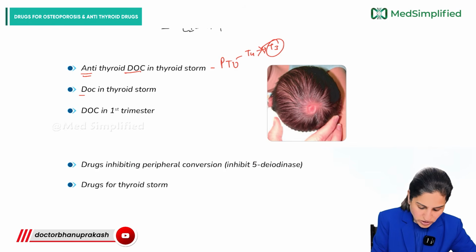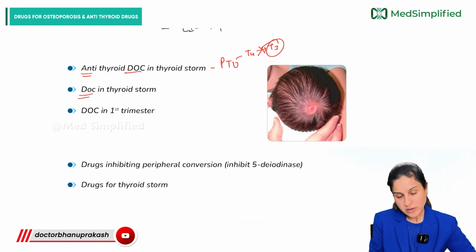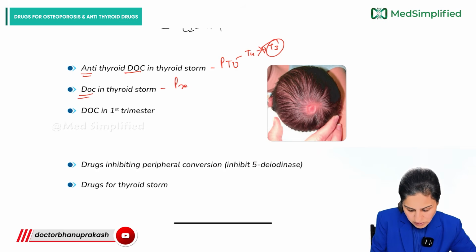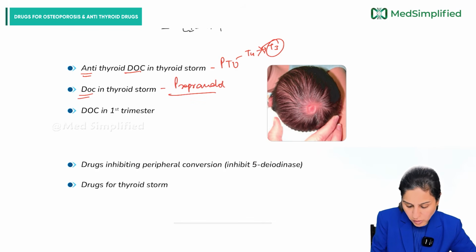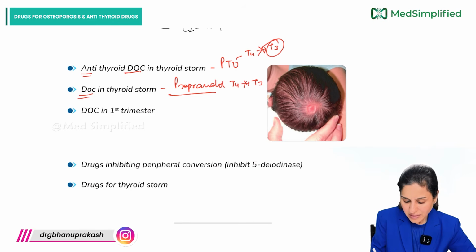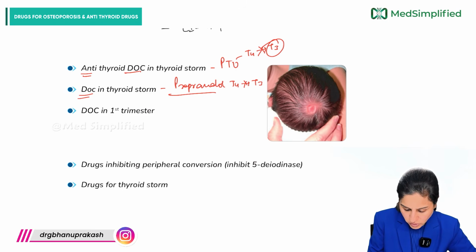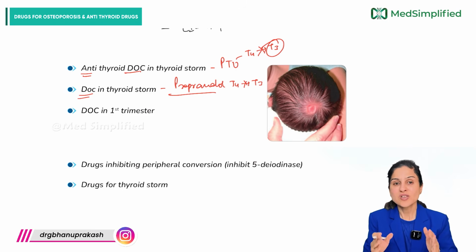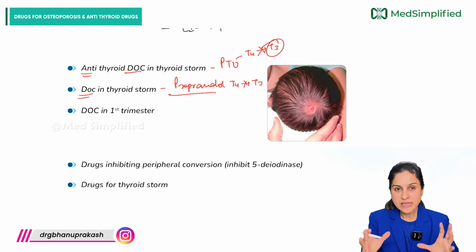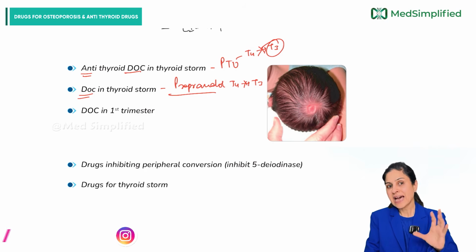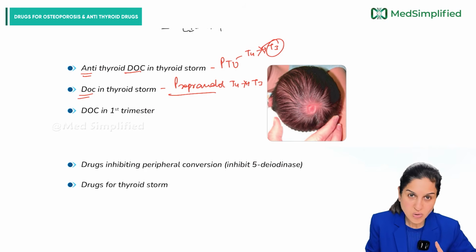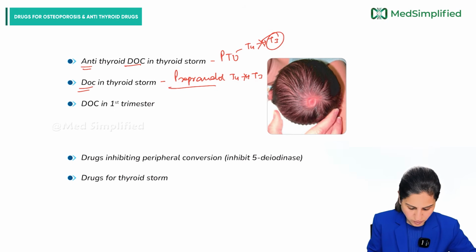Then, if the question asks the drug of choice in thyroid storm, your answer should be a beta blocker, propranolol. Because propranolol also inhibits the T4 conversion to T3, and it will also have a sympatholytic effect. On the beta 1 receptors, it will block those receptors and not allow the arrhythmias to occur. It's a very, very important point here.